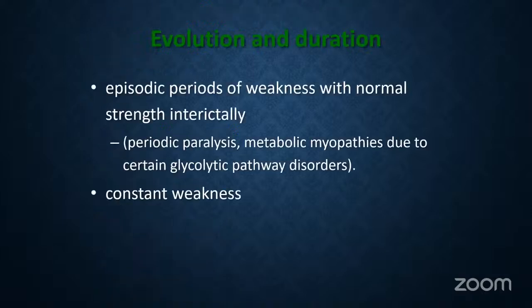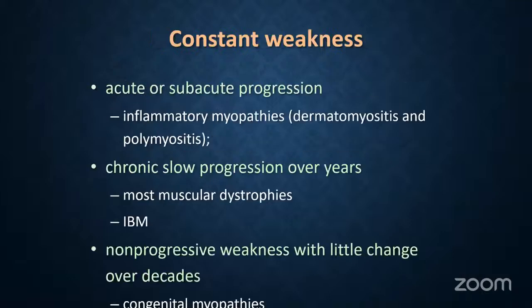We also have to ask for history of episodic periods of weakness with normal strength, which can be seen in periodic paralysis and metabolic myopathies, or the patient may have a constant weakness in the other disorders, that is dystrophies and dystrophinopathies. The constant weakness may be of acute or subacute progression, that is inflammatory myopathies, dermatomyositis, and polymyositis; chronic slow progression over many years in most muscular dystrophies and inclusion body myositis. Non-progressive weakness with little change over decades is seen in congenital myopathies.